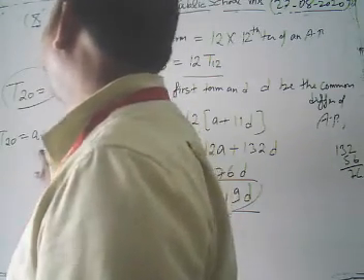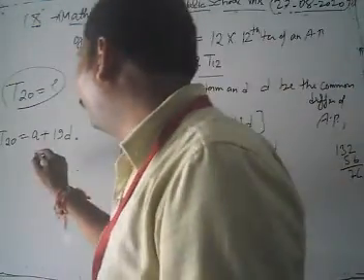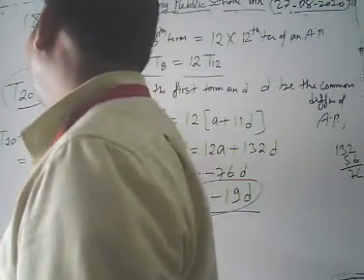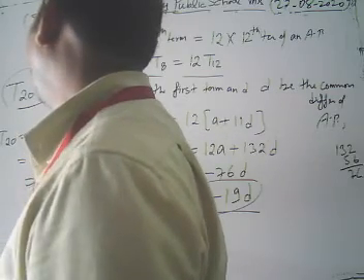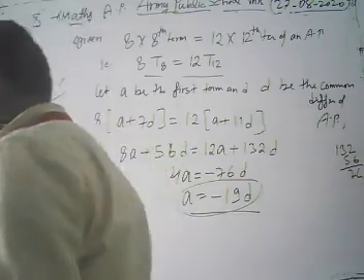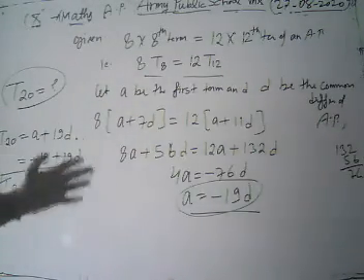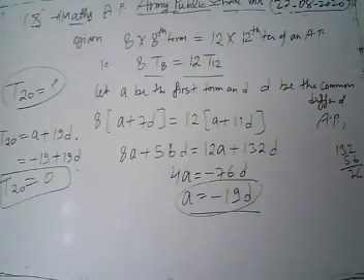The value of a is minus 19d, so minus 19d plus 19d. What do we get? The value of our 20th term is 0. Look, again I am going to revise this question.